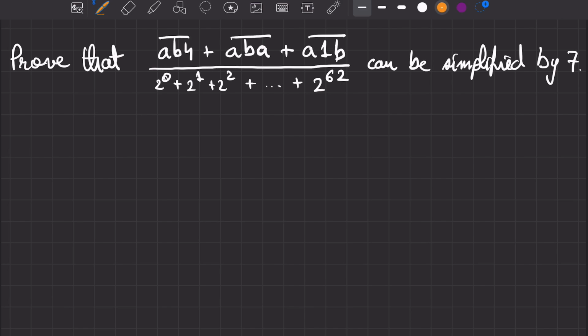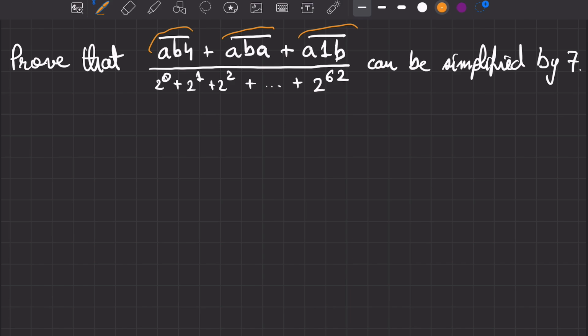Today, we're tackling a problem from a 6th grade local contest. We are asked to prove that AB4, a 3-digit number, plus ABA, another 3-digit number, plus A1B, another 3-digit number, everything divided by 2 to the power of 0 plus 2 to the power of 1 plus 2 to the power of 2 plus, and we end with 2 to the power of 62, can be simplified by 7.